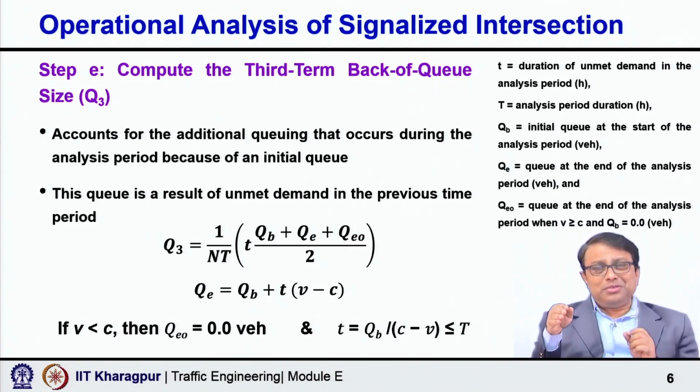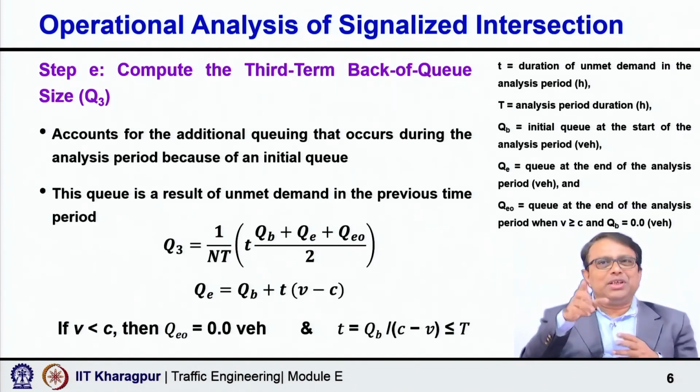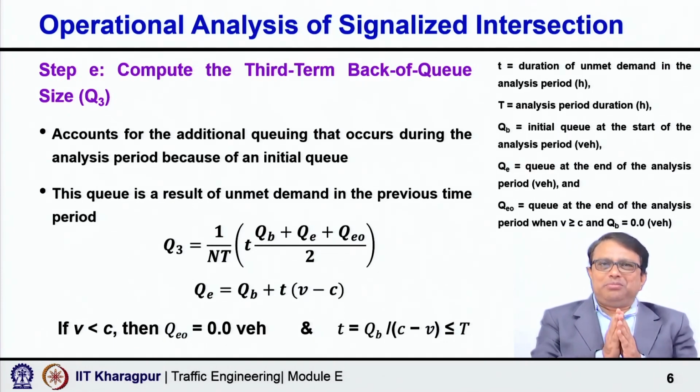How much will get discharged? It will be QB minus capital T into V minus C, but since C is higher, it will actually be QB minus capital T into C minus V. What is the difference between C and V? Over a time period capital T, that much reduction will happen. So, QB minus that term.